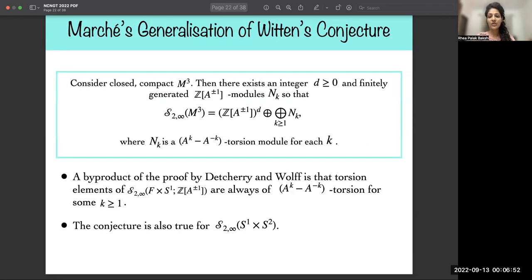To this end, Julien Marché conjectured the following. He conjectured that the KBSM of closed compact oriented three-manifolds has this nice decomposition into free and torsion modules. For example, we saw this in S1 times S2. It had that decomposition into free and torsion modules. For any surface times S1, the proof given by Cherry and Wolf shows that the KBSM always has this nice decomposition into free and torsion modules.